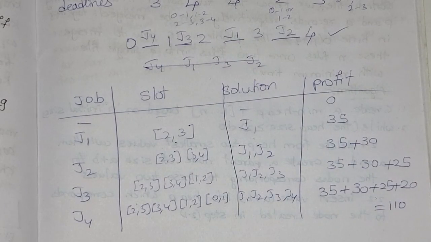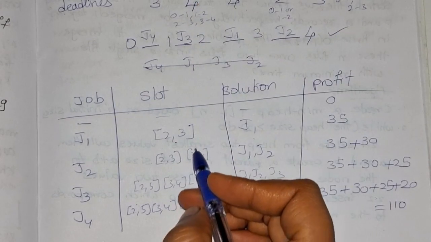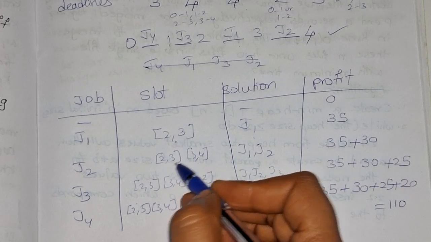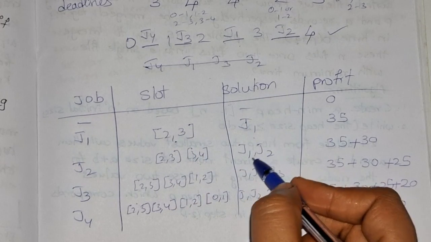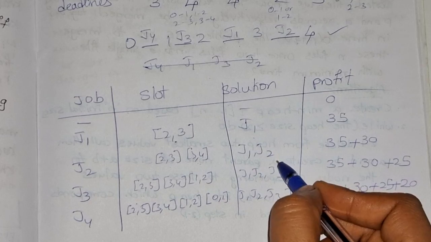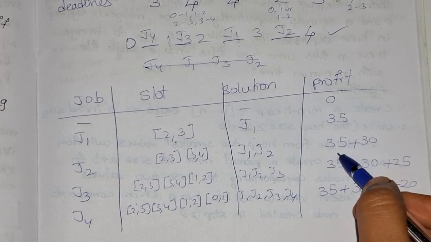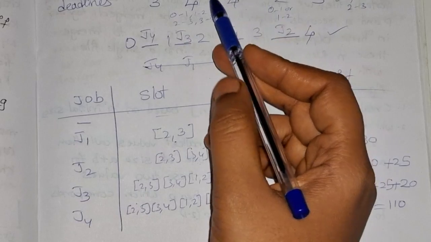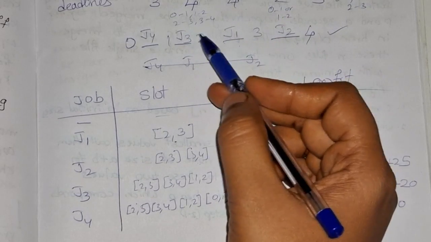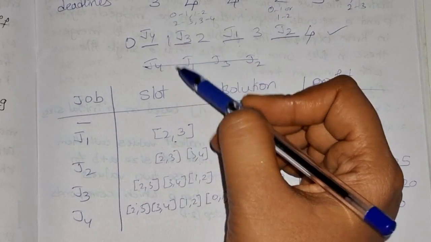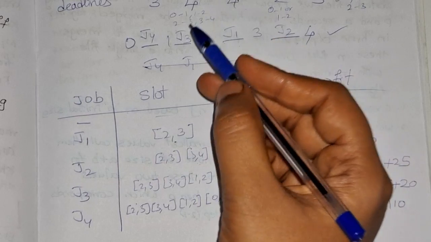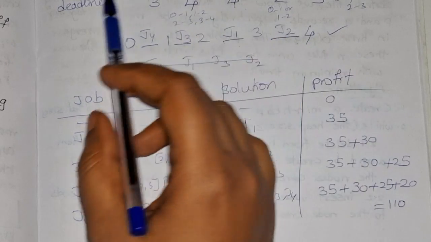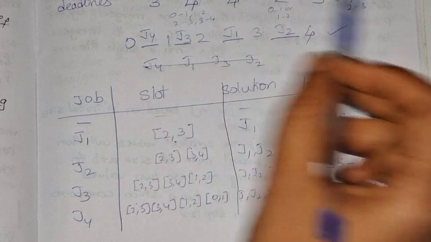Next job J2. Job J2 is allocated which slot? 3, 4. So 2, 3 we are writing as it is, and 3, 4. So the solution is job J1, J2, that is 35 plus 30, where 30 is the profit of J2. We have to maximize the profit, and we have to finish the job within the deadline. Finishing the job within the deadline is the constraint, and maximizing the profit is the optimal solution.